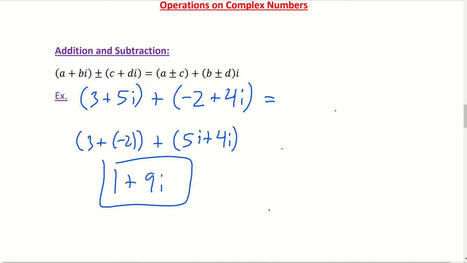So notice too, one of the comments I want to make, and this is very important. Whenever you're adding, subtracting, multiplying, or dividing complex numbers, we always want to make sure that we write our final answer as a complex number. So make sure it's always written in the form a plus bi. This would be especially important whenever you try to answer your homework questions on WebAssign.